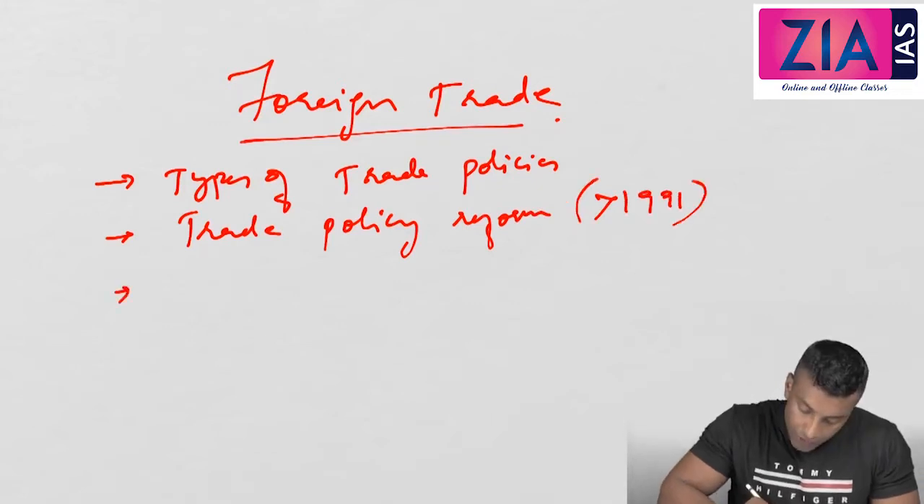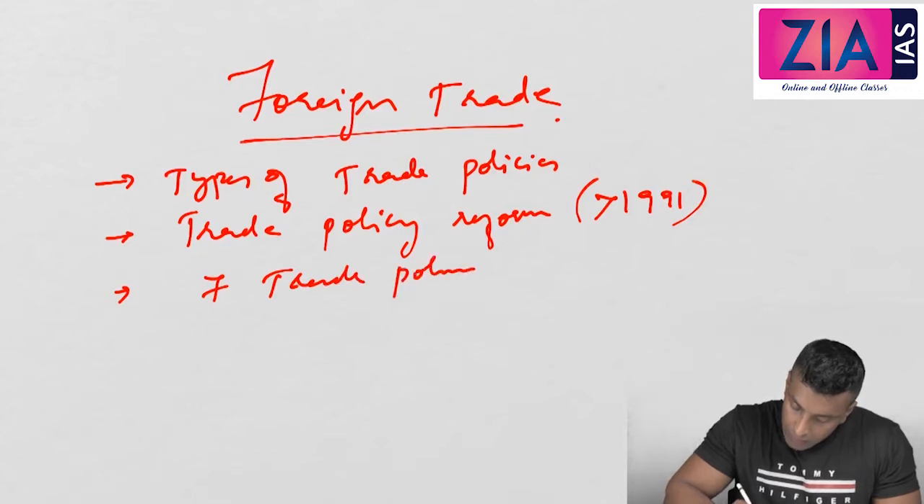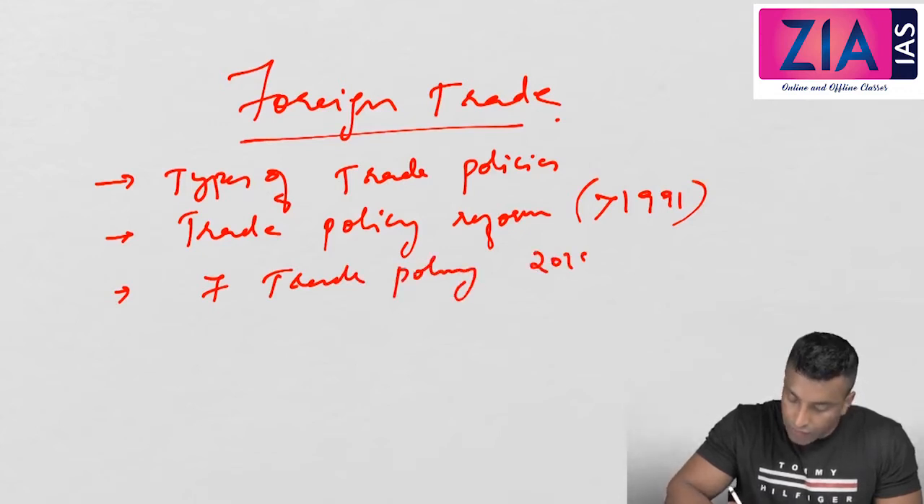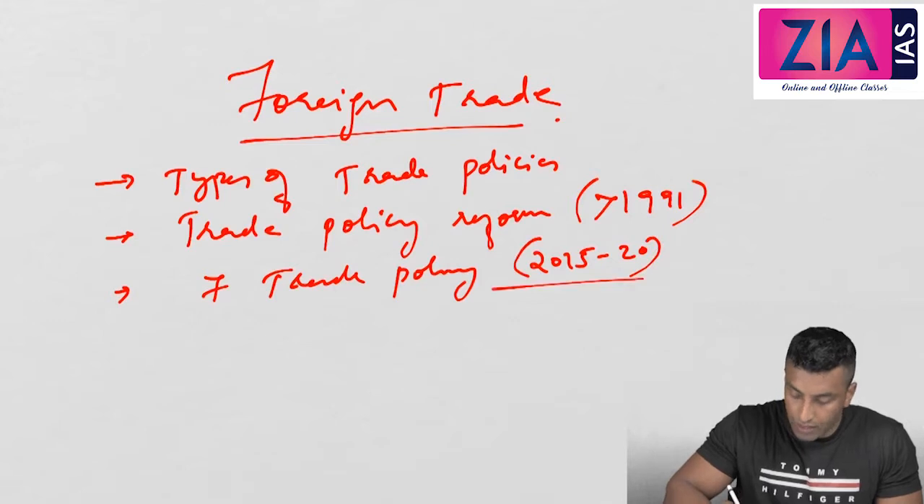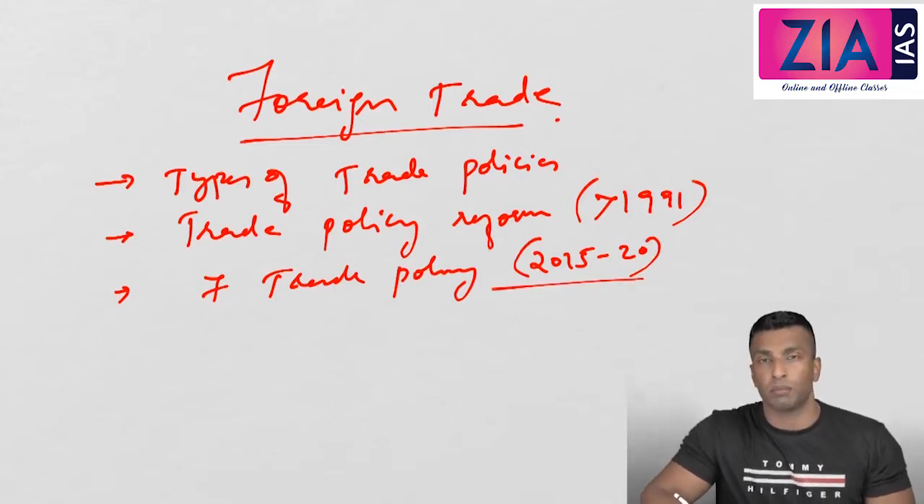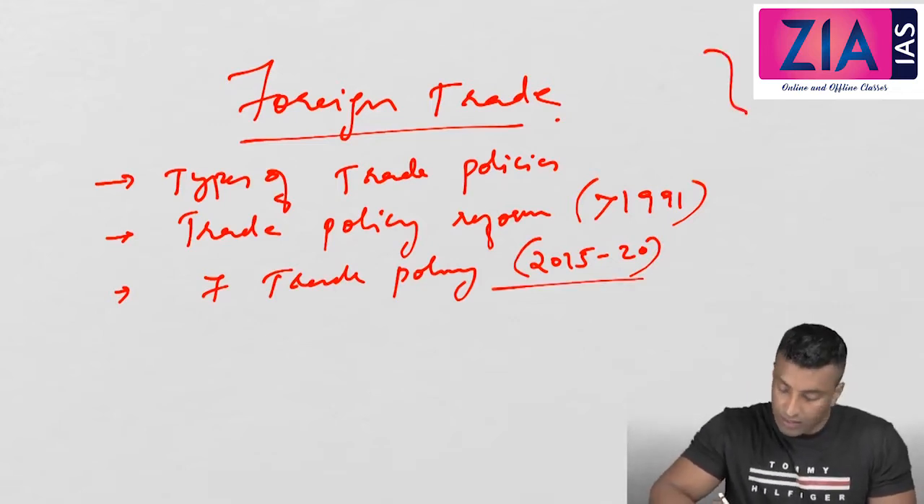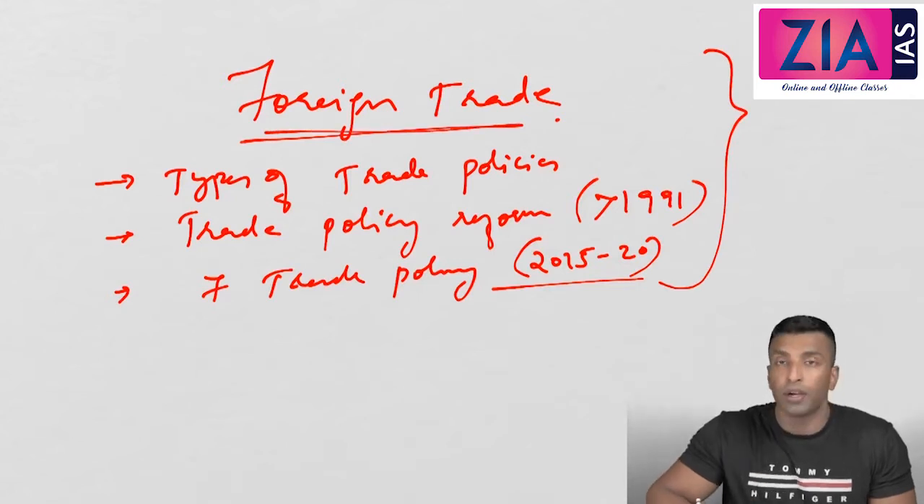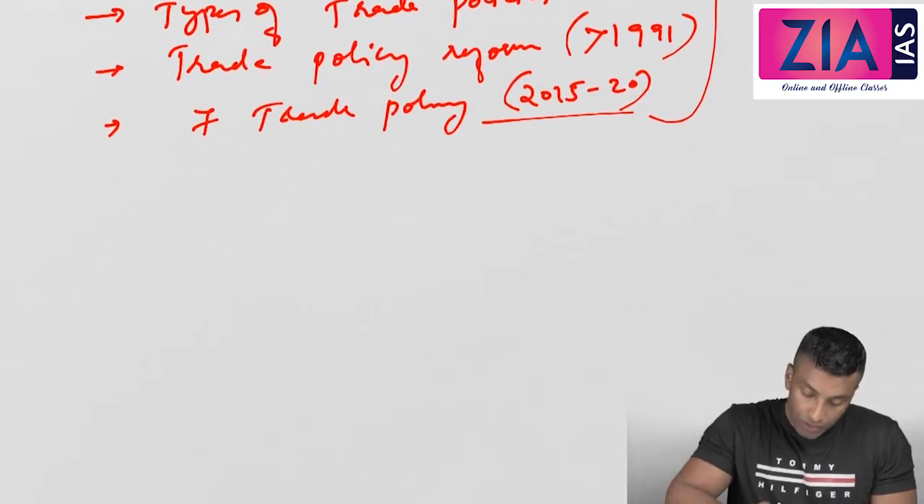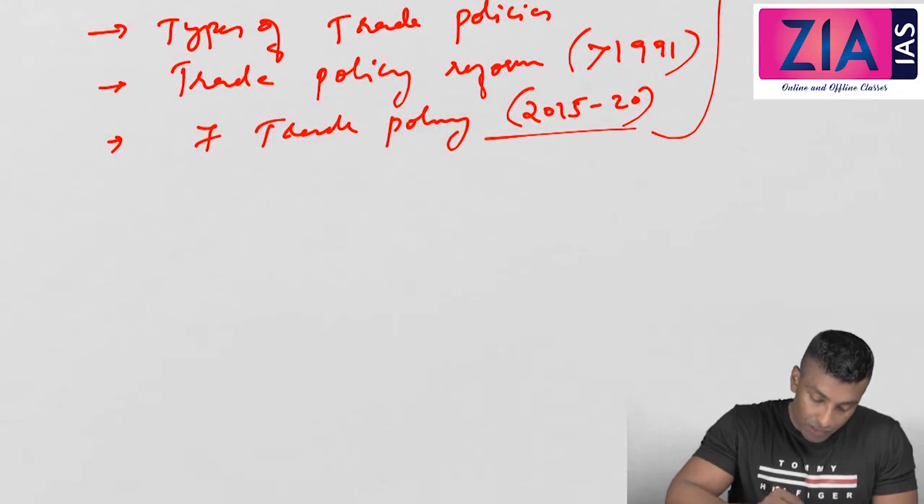Then we will discuss foreign trade policy, specifically 2015-20. What was our target, what is our target, and all those things will be discussed here. So in these 3 sessions we'll be covering this foreign trade chapter. So let's start with the types of trade policies.